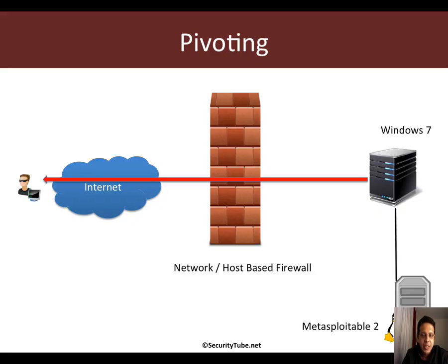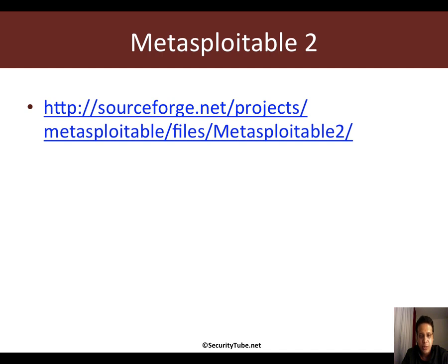So really, what is pivoting? Pivoting is the process by which an attacker uses a staging point, which is the first computer he compromises, and this can be within the network, in the DMZ, or any location which is accessible to him. And from this location, he further breaks into the network. As an example, in this case, the attacker compromises the Windows 7 machine, and using this machine as a pivot, he will compromise the Metasploitable 2 machine. You can download Metasploitable from the link given here to prepare for the demo.